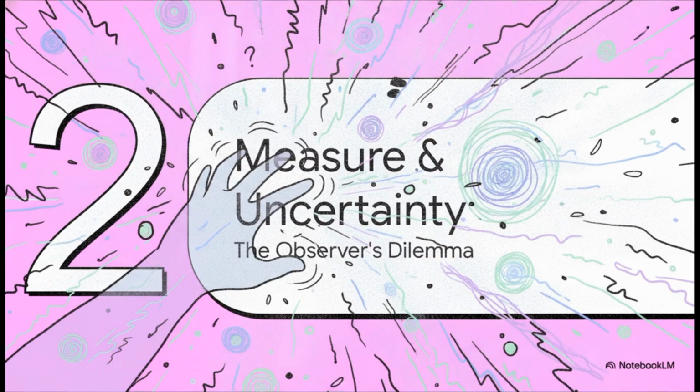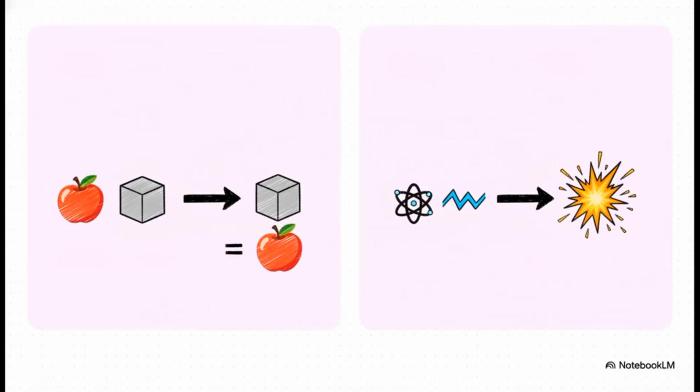Moving on to Section 2, Measurement and Uncertainty, subtitled The Observer's Dilemma. Let's see how things get, well, incredibly weird the very second we try to actually look at or measure these systems. Think about the contrast between our everyday world and the quantum realm. In classical mechanics, multiplication is commutative, right? Order doesn't matter. If you measure position, let's call it x, and momentum, p, then x times p is exactly the same as p times x.